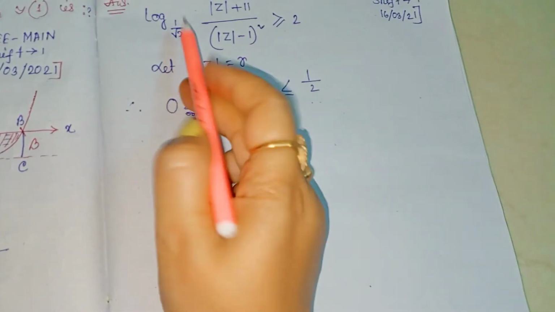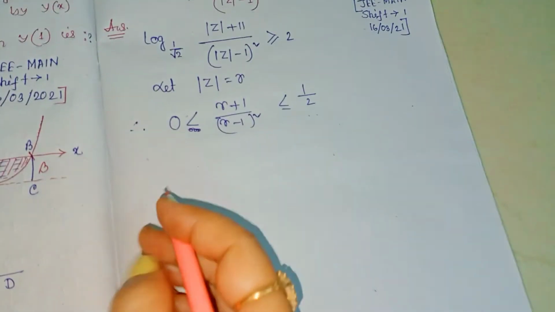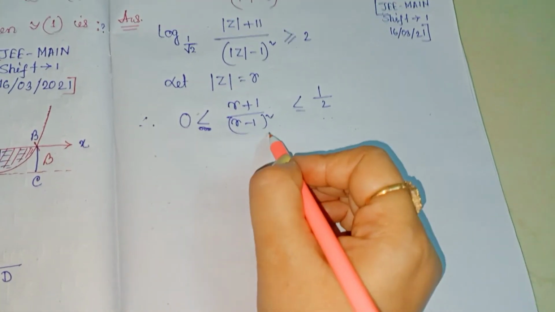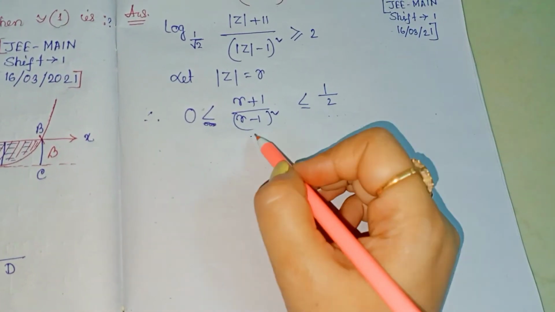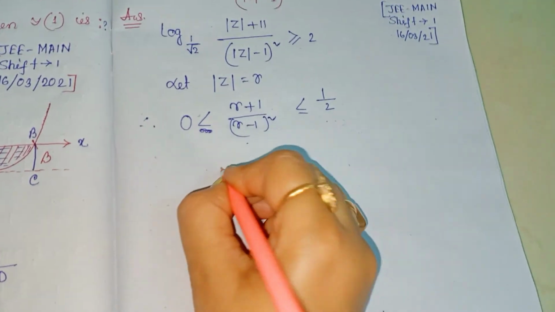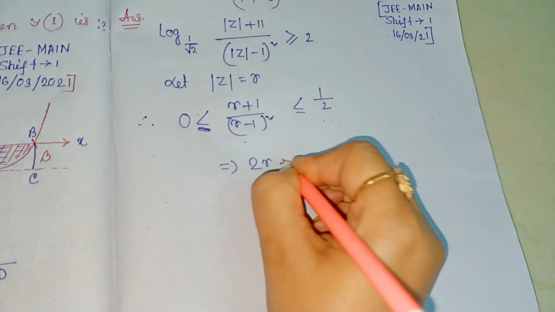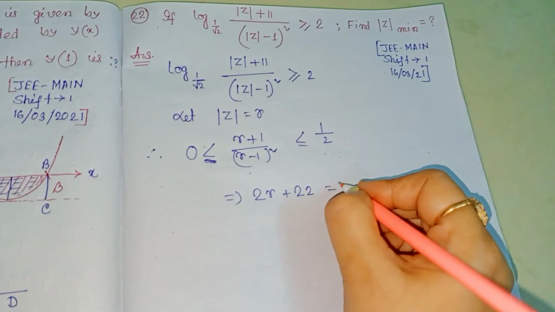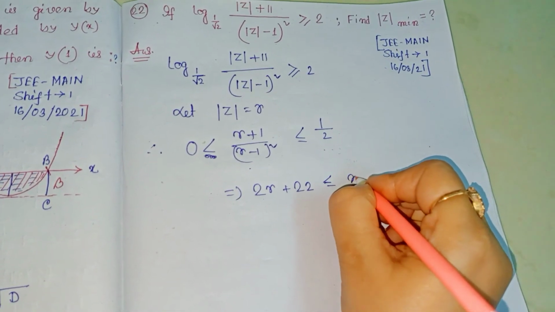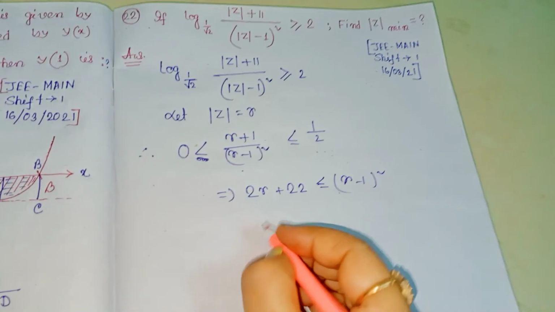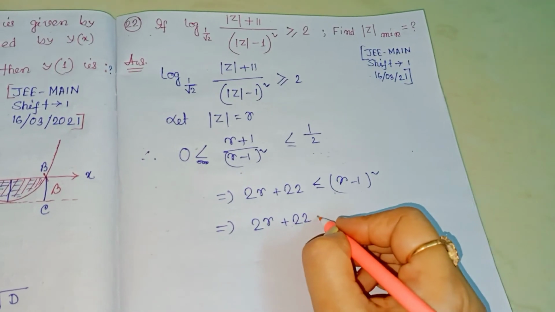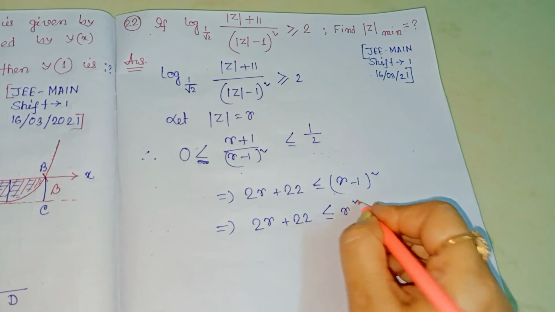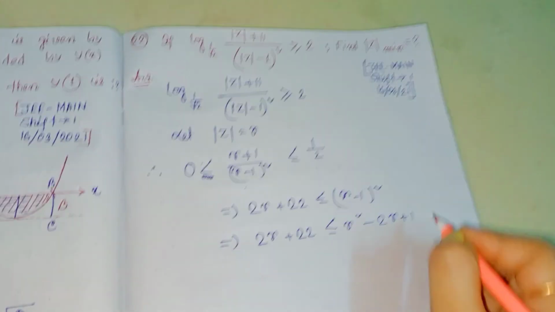If we eliminate the root, then this one becomes the base, so this one becomes 1 by root 2. So this one must be positive. So if we calculate the value of r, this and this equation we should solve. So here we get 2r plus 22 less or equal to (r minus 1) whole square. So that implies 2r plus 22 less or equal to r square minus 2r plus 1.